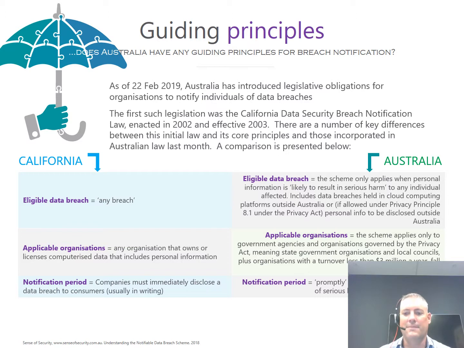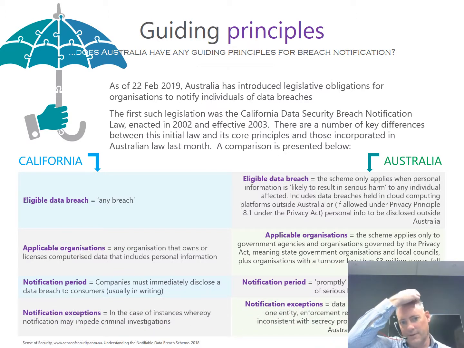And finally, in terms of notification exceptions, in California it's only in instances of criminal investigations, whereas in Australia, data breaches involving more than one entity, i.e. multiple entities, enforcement-related activities, circumstances inconsistent with security provisions or declarations by the Australian Information Commissioner can be an exception. So there are some significant differences in terms of guiding principles.